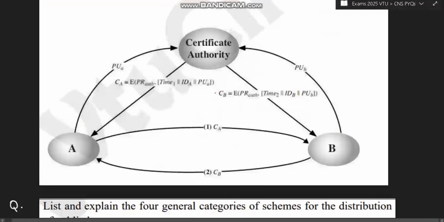Okay, so this is the diagram you have to make. The certificate of A will be sent to B so that B knows it's a certified user, and B will also send the certificate to A so that A will also know B is a certified user. And how do each of these get the certificates?